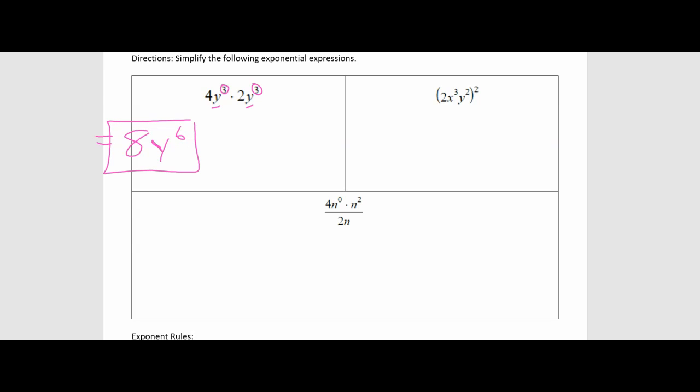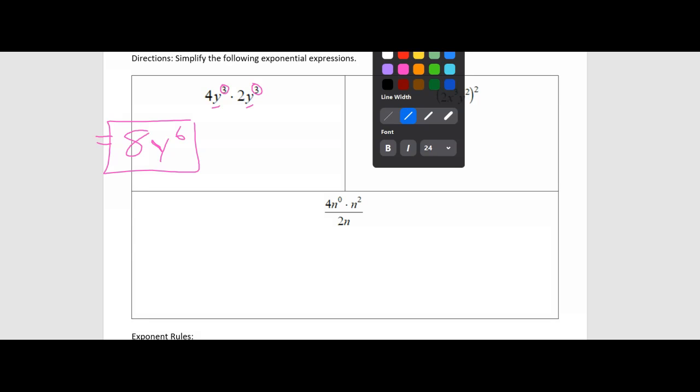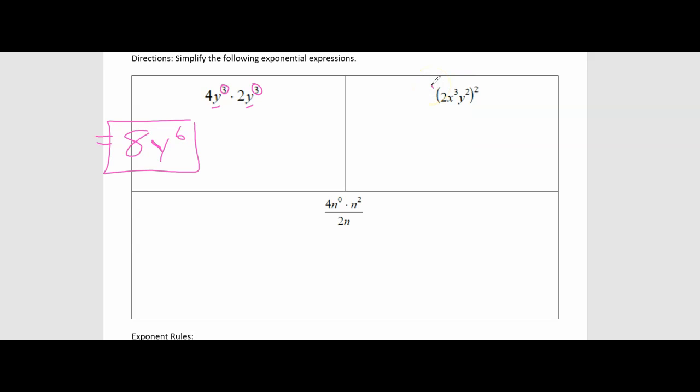Our second one is a mix of a power of a product to a power of a power. Remember, we need to distribute this 2 power to all three factors inside. So I'm going to get 2 squared times x cubed squared times y squared to the power of 2 as well. This will give me 4. This is our power to a power. When I have a term with an exponent being raised to another exponent, I multiply the exponents together. So I'm going to get x to the power of 6. And then with my y's, I'm going to get y to the power of 4.